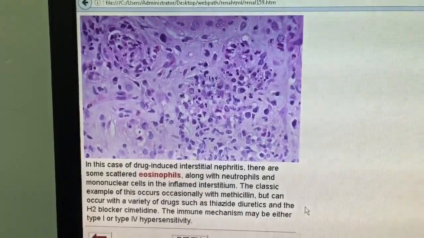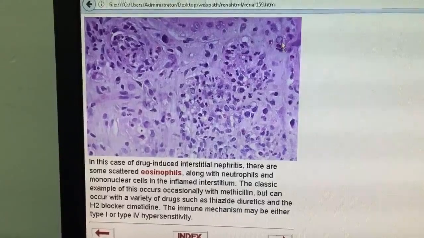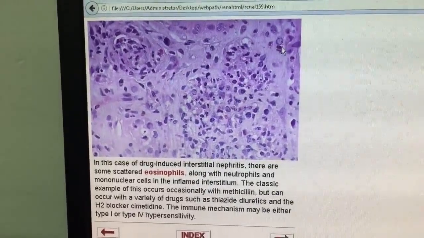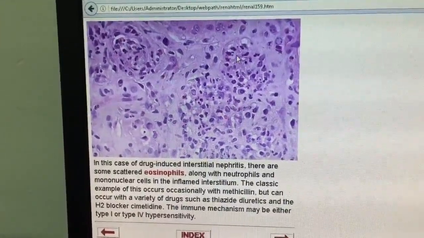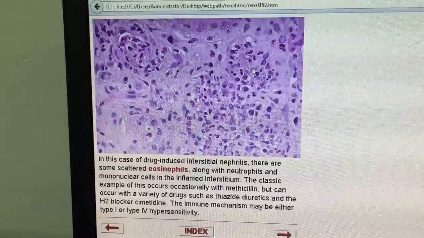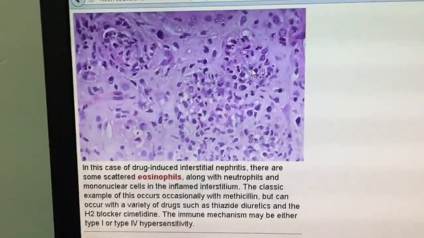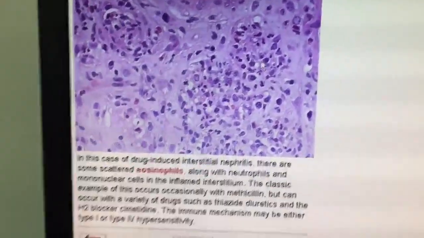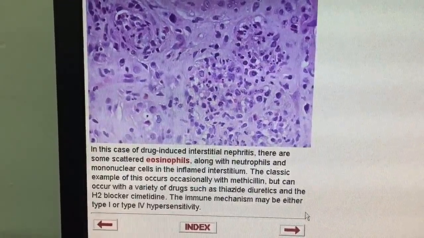If the inflammatory infiltrate contains eosinophils, which are cells with deeply eosinophilic cytoplasm and bilobed nuclei like this one, we have to add to our differential drug-induced interstitial nephritis, which occurs as a side effect of many drugs like methicillin, thiazide diuretics, and H2 blockers like cimetidine.